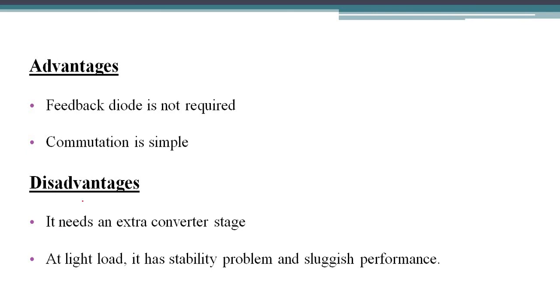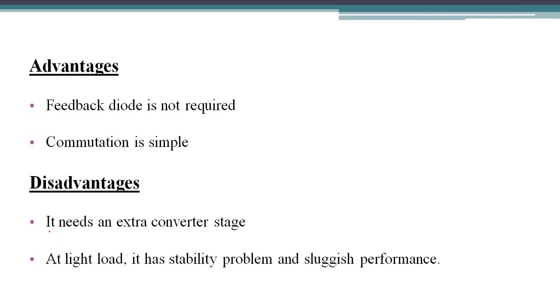Okay, and commutation is simple. In a current source inverter with RL load, forced commutation is required to turn off the thyristors T1 and T2, whereas with a capacitive load, natural or load commutation is possible to turn off T1 and T2, because during the period pi by 2 to pi, T1 and T2 get reverse biased and the natural commutation process is automatically possible.